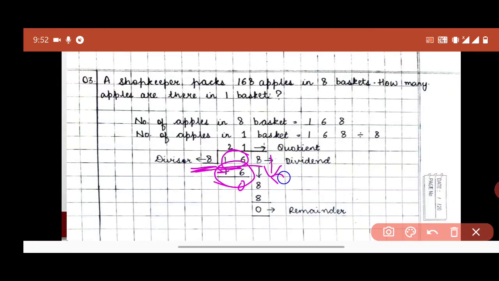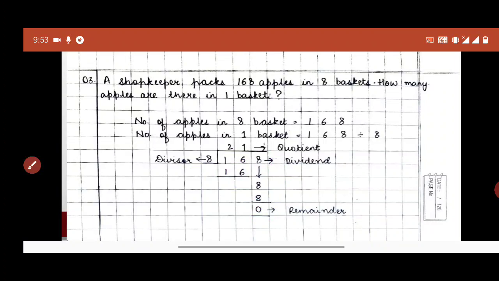Which is the next digit? 8. Now see whether 8 comes in the table of 8. Yes, 8 ones are 8. Now you will subtract both the numbers and write down 0 here. And the division ends here. Clear, children? With this, the topic of story sums related to division ends here.